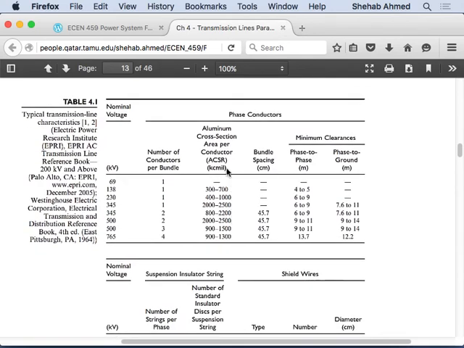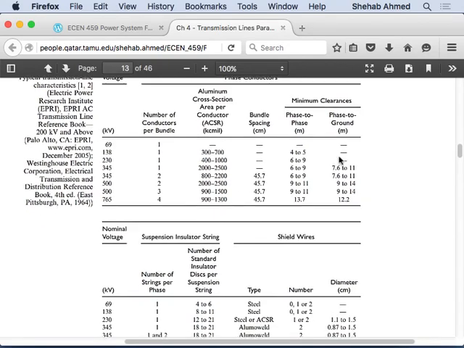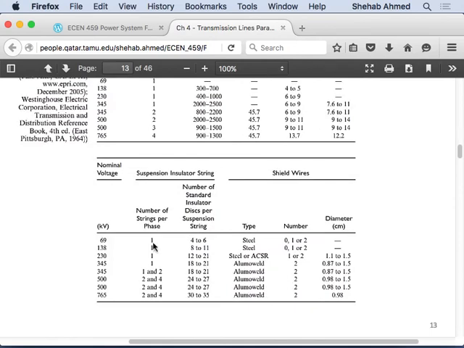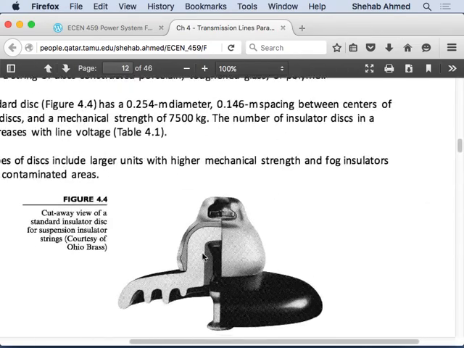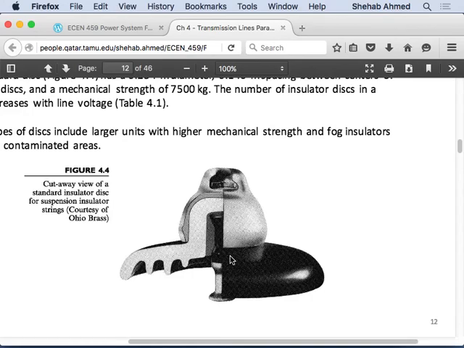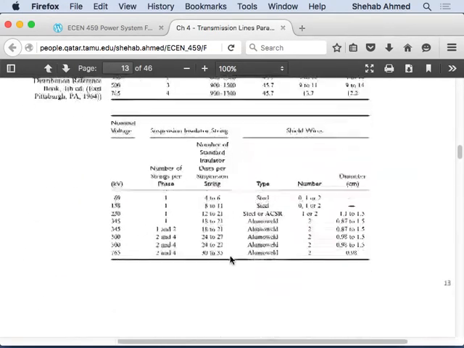And then cross-section of the conductor, bundle spacing, they talk a little bit about those. But here, this is the number of strings, the number of standard insulator discs that you would use, for example, at 69 kilovolts versus 765 kilovolts. So you can see I use 30 to 35 of these discs stacked on top of each other, hanging from the tower to carry the conductor when it's at higher voltage, right?